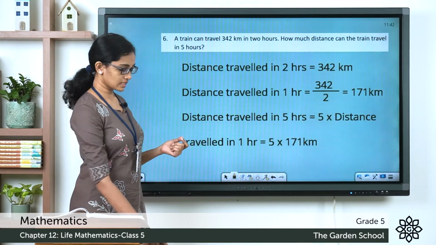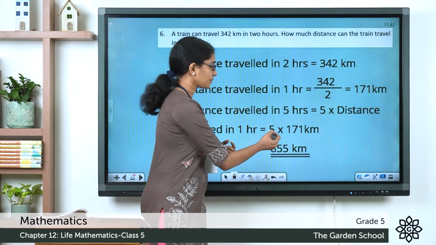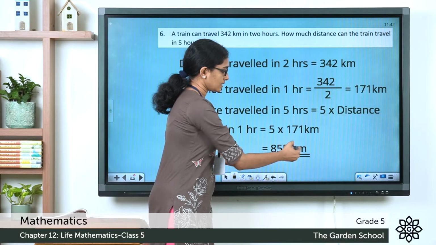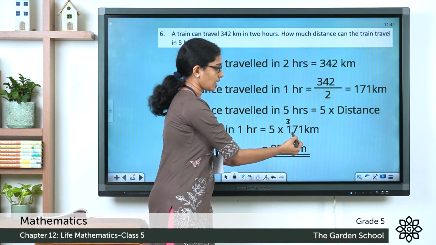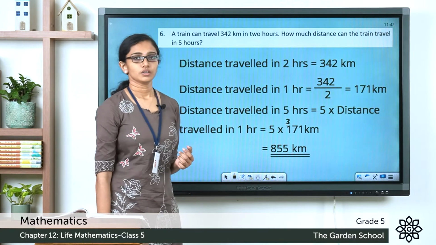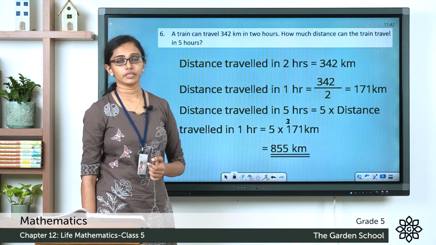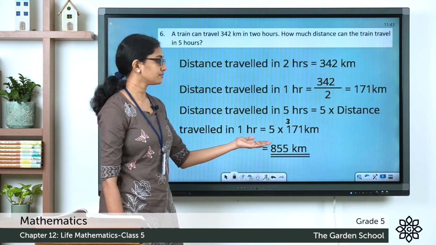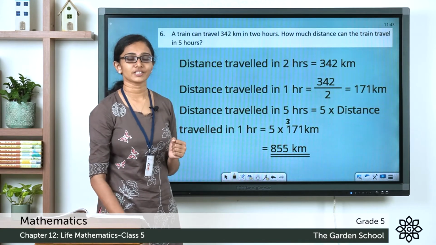So what is the answer? 5 into 171 kilometers is equal to, see, 5 ones are 5, 5 sevens are 35, writing 5 here, carrying over 3 to the next place, then 5 ones are 5 plus 3, 8. So the total is 855 kilometers. So the train will travel a total distance of 855 kilometers in 5 hours. So hope this is clear to you.